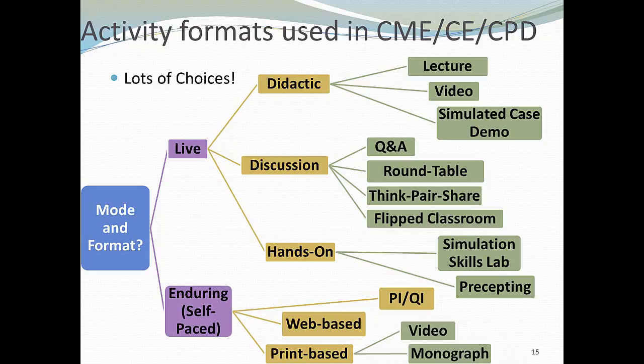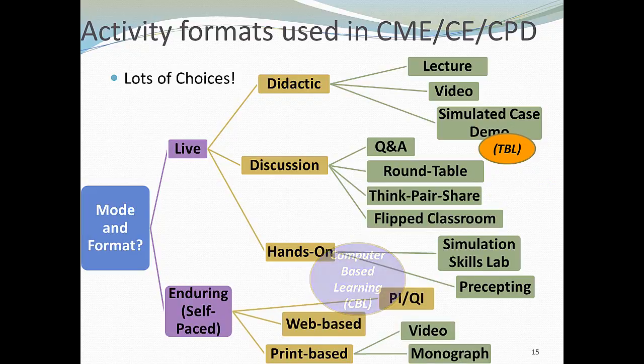The print-based video and monograph, yet another example. So, team-based learning is a theme we really want to cover. Anytime you have the interprofessionals, that's known as TBL, team-based learning.